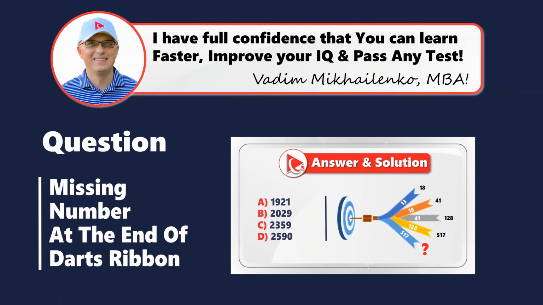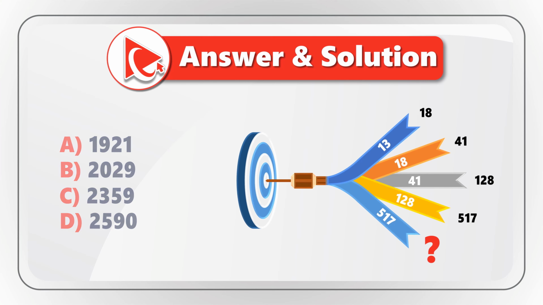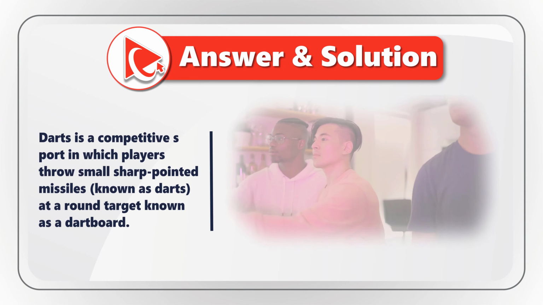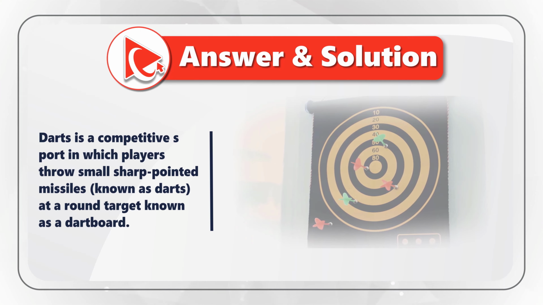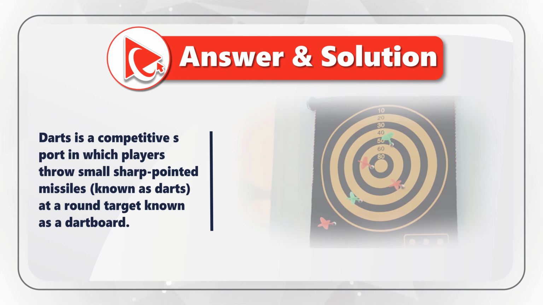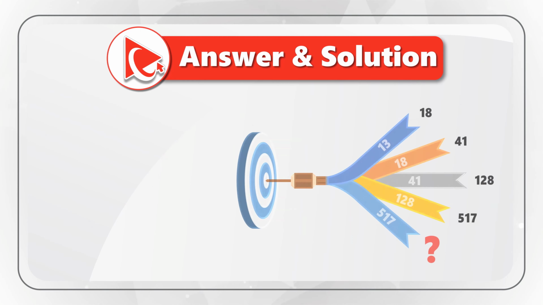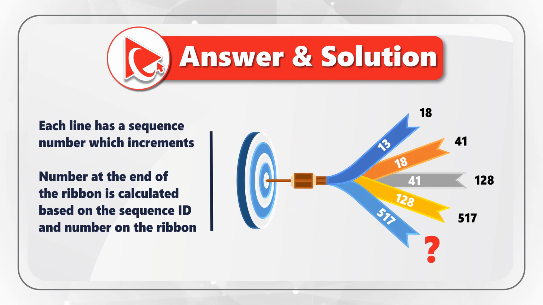First, to answer this question, let's understand what we're dealing with. Since this game may not be very familiar in all the parts of the world, let's start with the definition. Darts is the competitive sport in which players throw small sharp-pointed missiles, known as darts, at the round target known as dartboard.